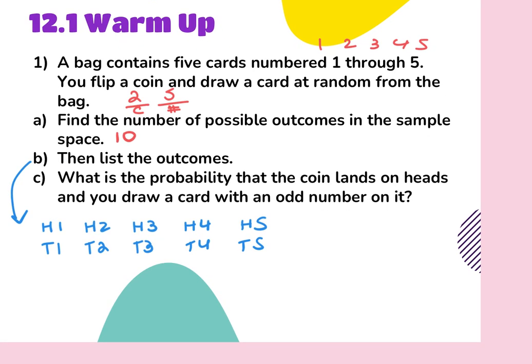C says, what's the probability that a coin lands on heads and you draw a card with an odd number? So heads with an odd number would be heads with 1, with 3, and with 5. That's 3 out of your 10 total possibilities.